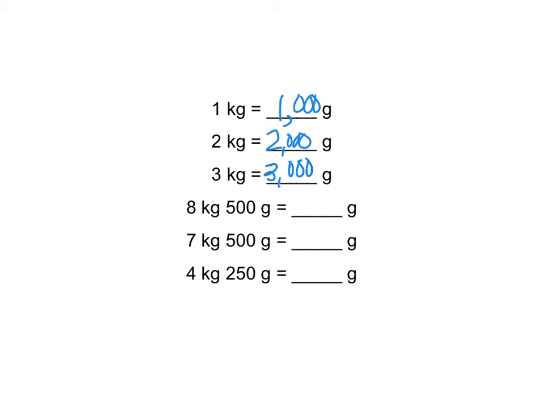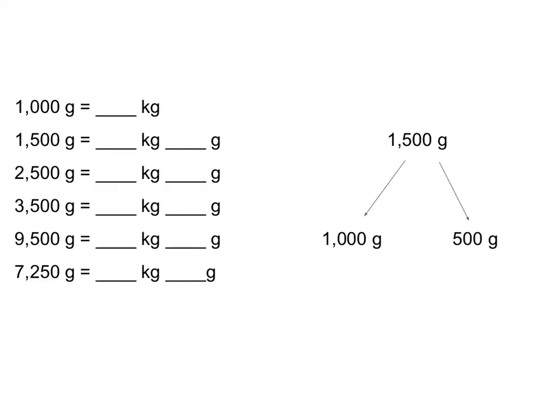8 kilograms, 500 grams. Well, 8 kilograms tells us we'd have 8,000 grams, plus 500 grams tells us we'd have 8,500 grams. 7 kilograms, 500 grams, same thing. 7 kilograms would be 7,000 grams, plus the 500 grams would give us 7,500 grams. 4 kilograms, 250 grams. Again, that 4 kilograms would translate to 4 times 1,000 grams, which would be 4,000 grams, so 4,250 grams.